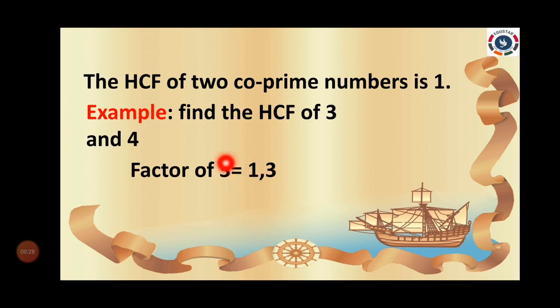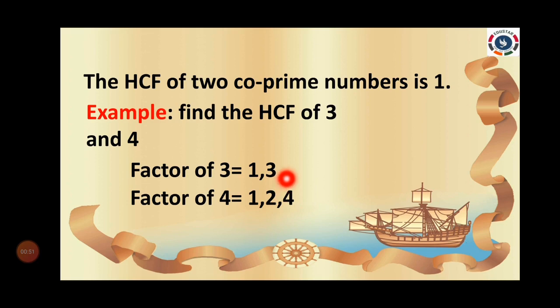Then we are going to write the factors of 4. The factors of 4 are 1, 2 and 4. That means it comes in the one table, 1 times 4 is 4. Then 4 comes in the two table, 2 twos are 4. And it comes in the four table, 4 ones are 4. Okay, so it has three factors.